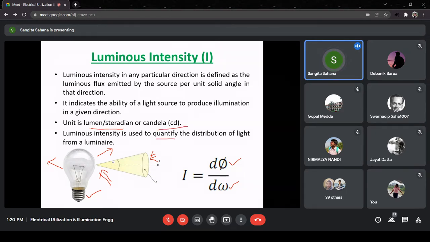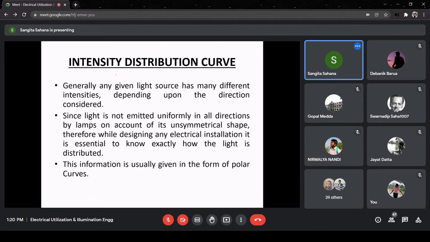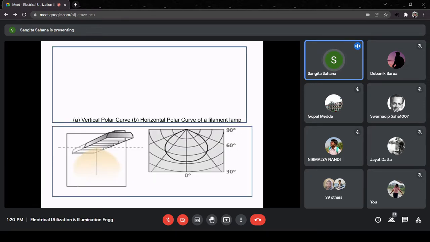So this is used to quantify the distribution of light from a luminaire or from a source. So the intensity distribution curve is an important parameter. This intensity distribution curve tells us about how the light is distributed around the source. For example, if you use a lamp for a street light, or the same lamp for any playground, for a cricket field, football field, tennis field, all the applications are different, right? So which lamp or luminaire will be used in which particular application, for that we need to see this luminous distribution curve.